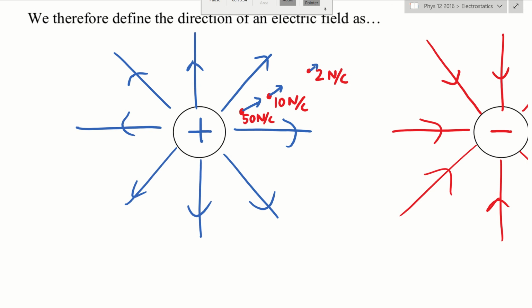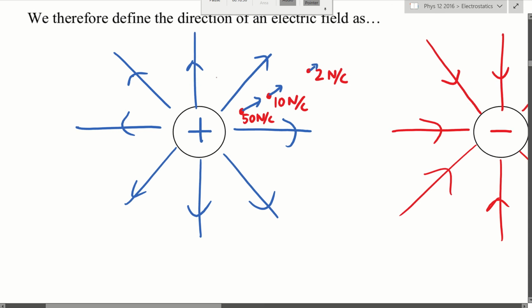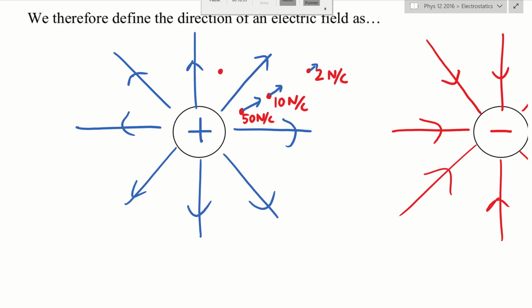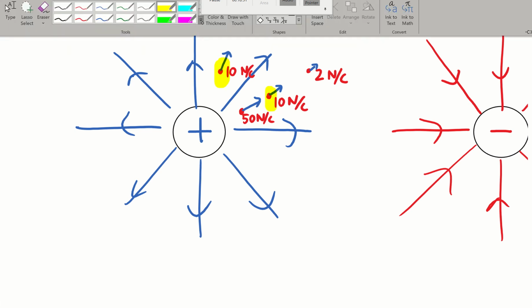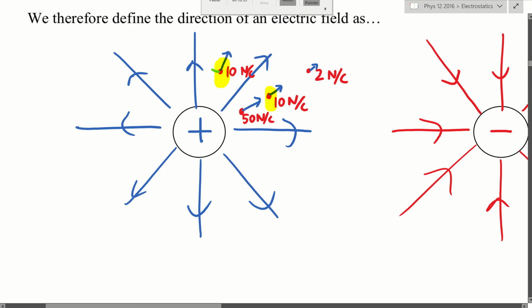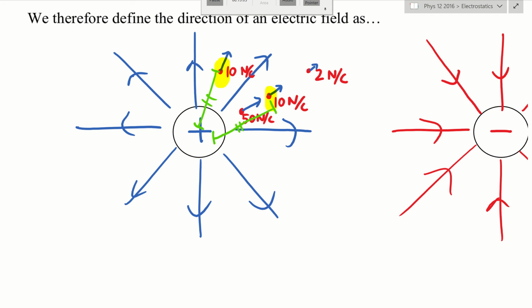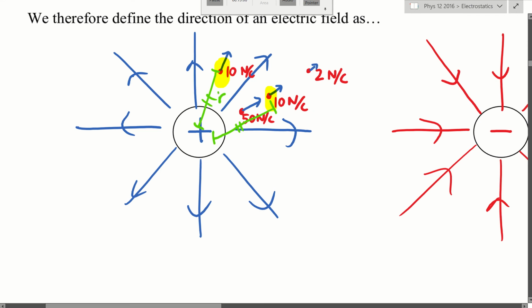So, for example, this location would have the same electric field, only in a slightly different direction compared to this one. Why? Because they are the same distance from the charge. This distance is the same as that distance. If they are the same distance, then they should have the same strength of the electric field, except that it points in a different direction. Okay, as long as the distances are the same, right?